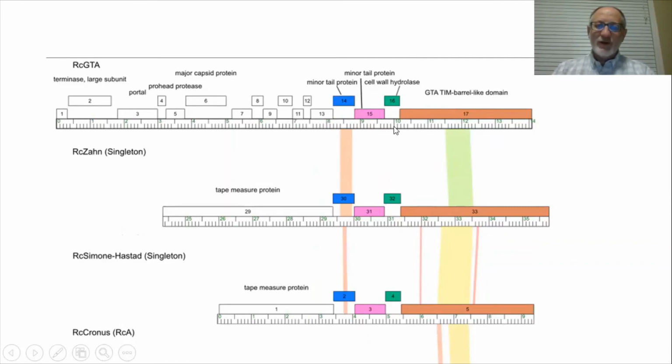These proteins are involved in host recognition, including the distal tail protein, a protein now known as the hub protein, and this protein, which has been annotated as a GTA tail-barrel-like domain, is now known as Megatron. And finally, there's a peptidase or cell wall hydrolase here that can cause cell lysis to occur.